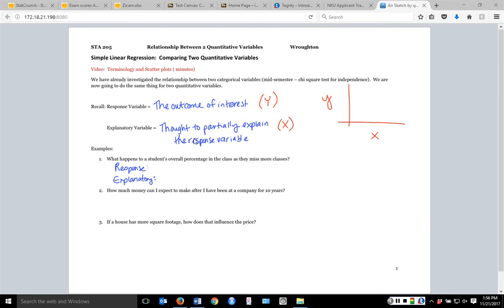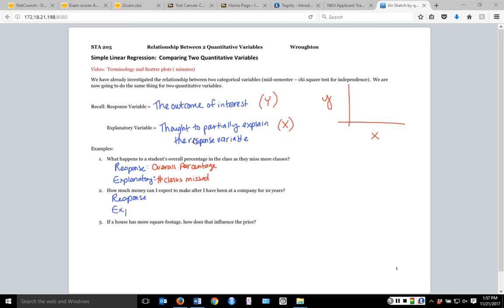Generally it probably makes more sense for your percentage to be what you're interested in measuring, what you would like to actually know at the end. And what we think might impact that is the number of classes that you miss. Which is an idea of response and explanatory. Let's look through the second example as well.